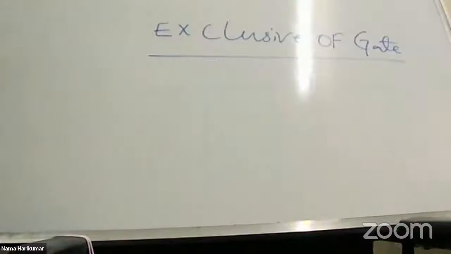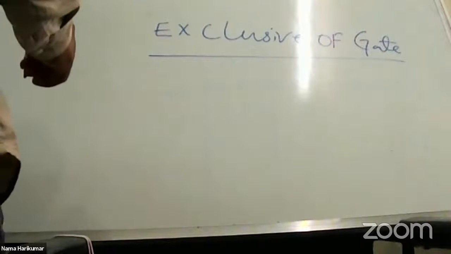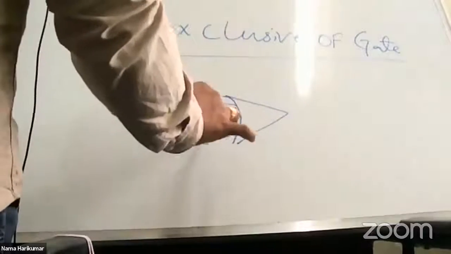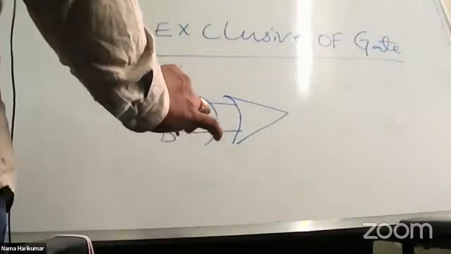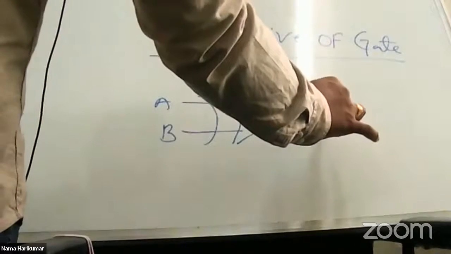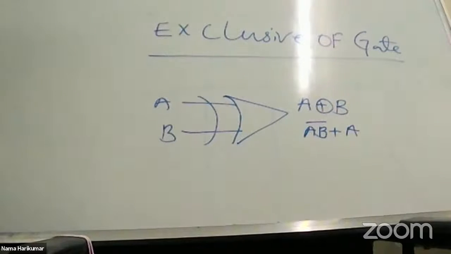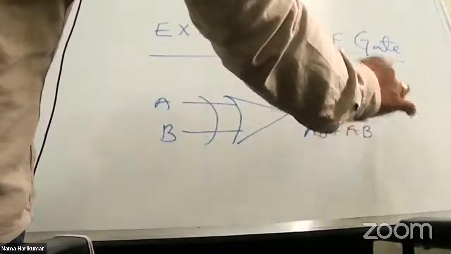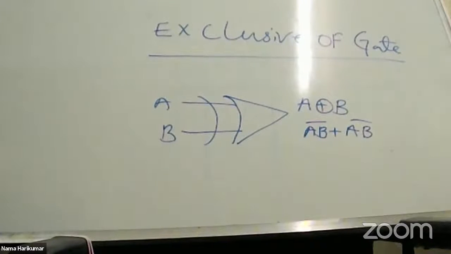Exclusive OR gate. First of all, the symbol of the exclusive OR gate, with inputs A and B. The output is A circle plus B, which is A bar B plus A B bar.